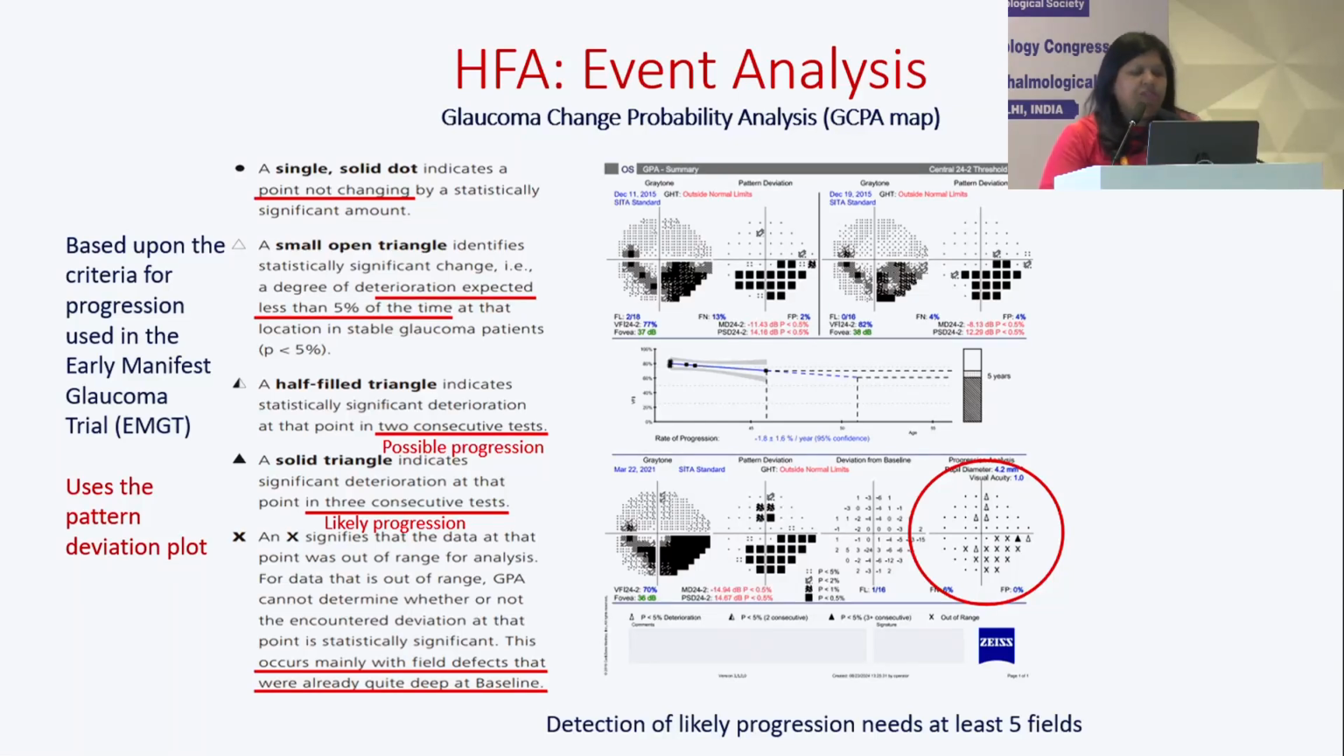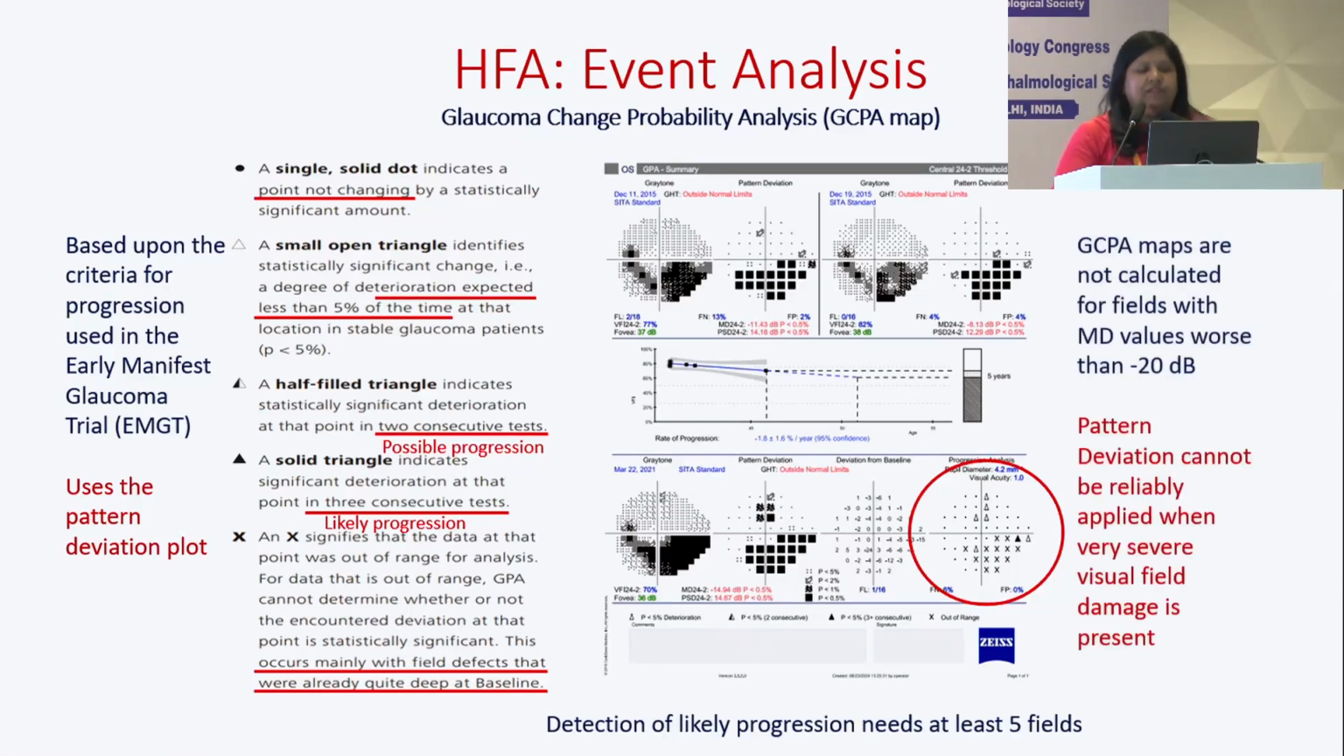So the detection of likely progression needs at least 5 fields, and the GCPA maps are not calculated for fields with mean deviation values worse than -20 decibels.